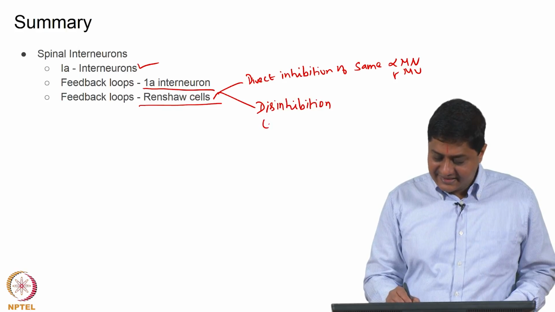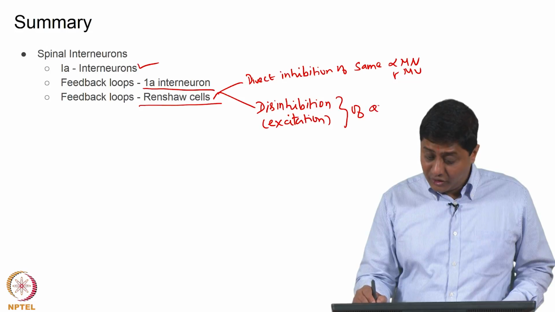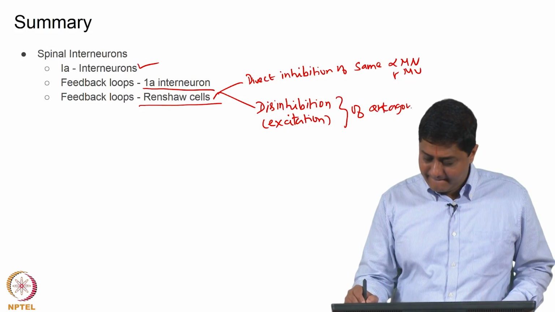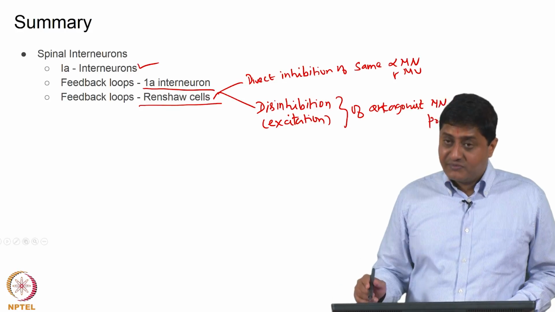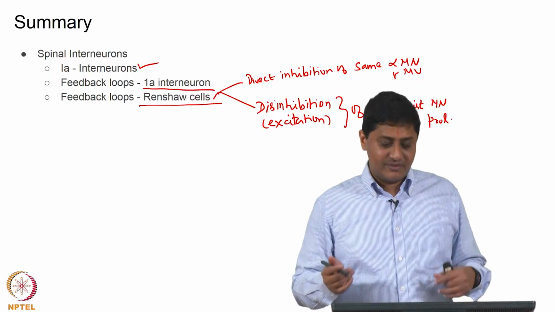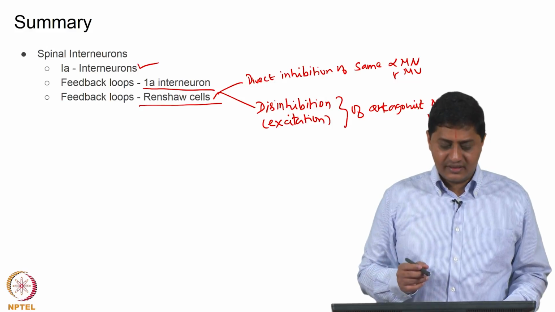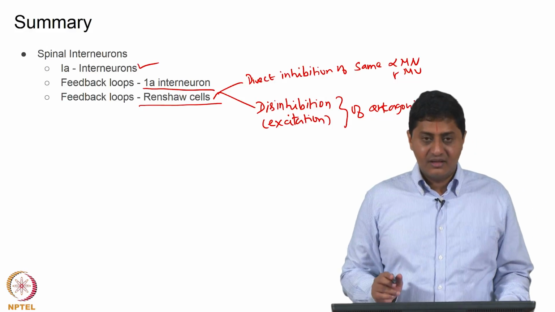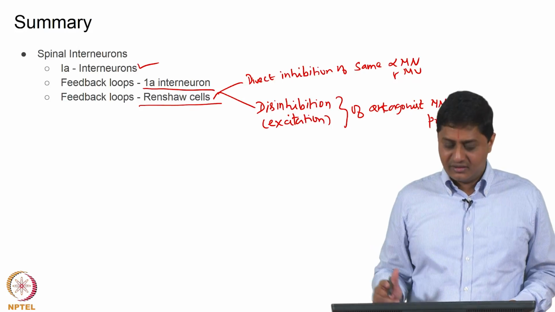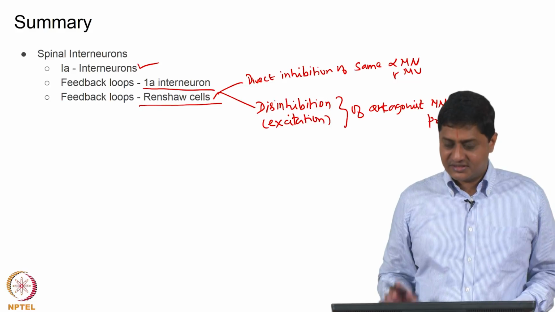And within the Renshaw cells there is one more, that in this inhibition or excitation of the antagonist motor neuronal pool. So, because I am activating the opponent, because I am activating the antagonist, negative feedback is achieved. So, we have seen these three cases, we will see more cases and those that involve reflexes and stuff from future classes. So, with this we come to the end of this class. Thank you very much.